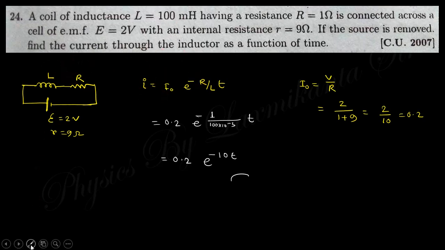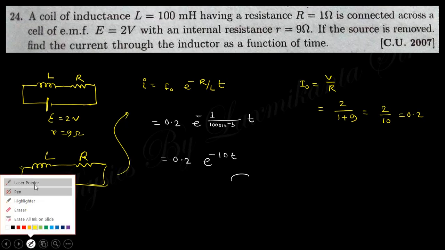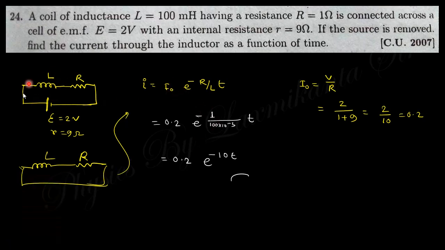That means after removing the source, this L and R are connected like here. For this circuit the equation will be like that, and this I0 can be found from this circuit, where it is V by R. Okay, so this is the value of I0 and R, and put in these values, you will get this equation. Next question.